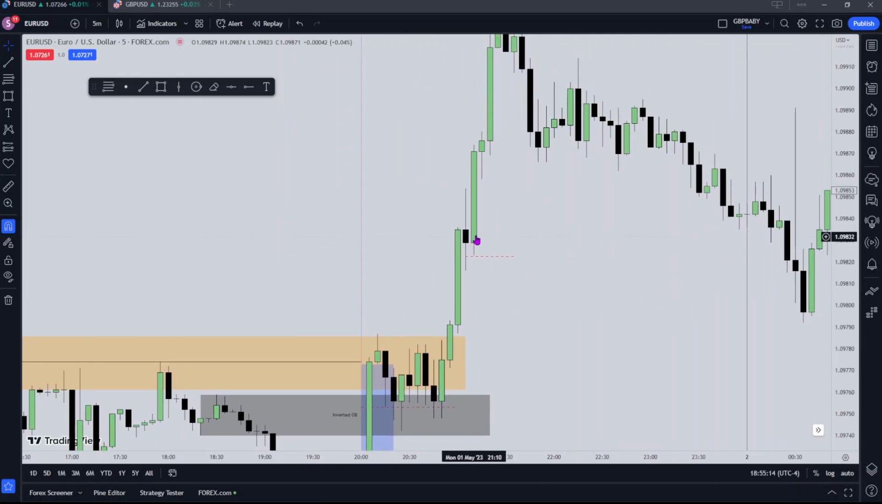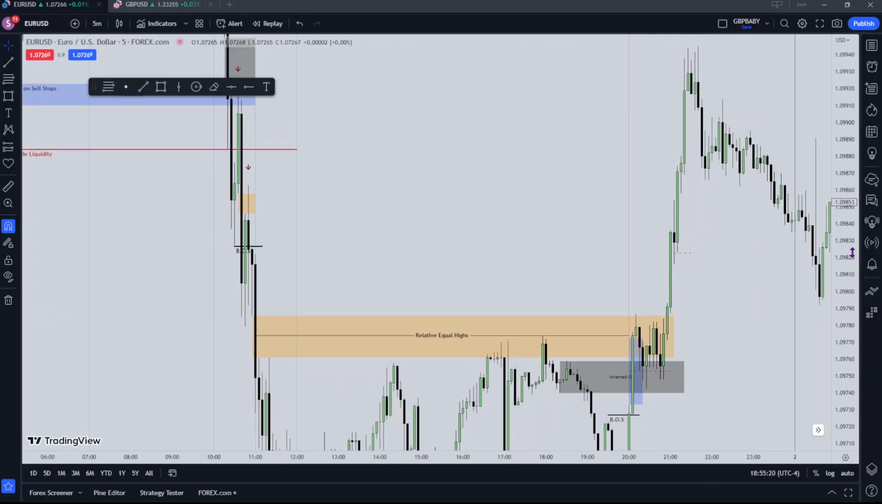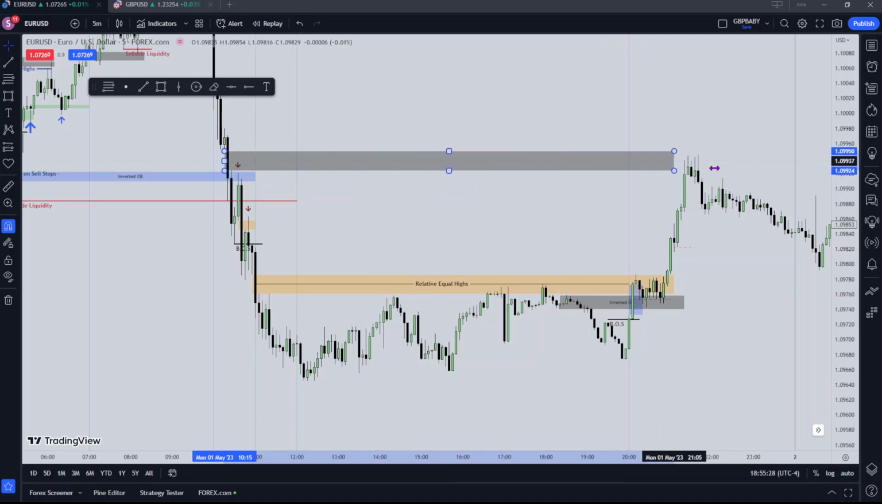I wonder if that would count as immediate rebalancing here. And it traded right into this fair value gap, which we didn't trade to here. How convenient.